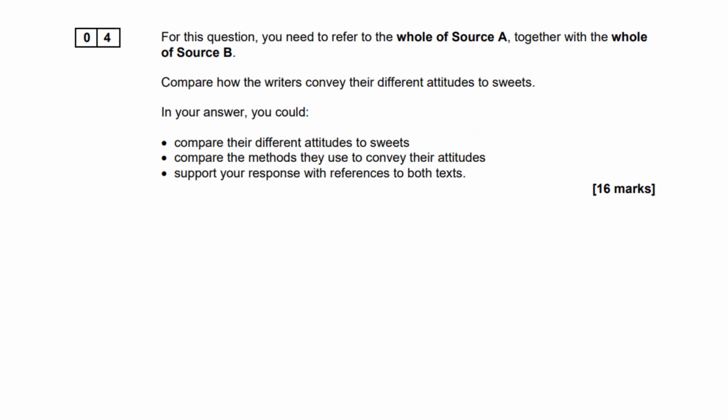We're going to start with question 4, which is the highest marks, as you were instructed in the lesson. For this question, you need to refer to the whole of source A and the whole of source B and compare how the writers convey their different attitudes to sweets. In your answer, you could compare their different attitudes to sweets, compare the methods that they use to convey their attitudes, and support your response with references to the texts.